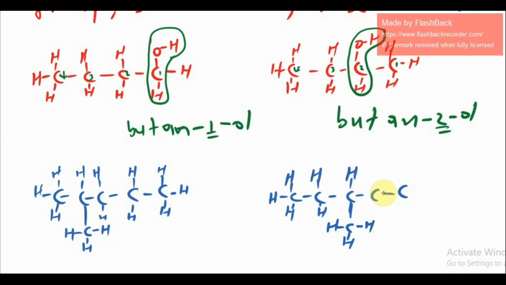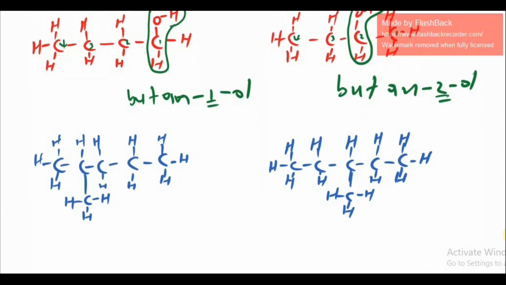That is the side chain. Positional isomers have the same molecular formula but a different position of the side chain. Let's count the number of carbon atoms here: 1, 2, 3, 4, 5, 6. There are 6 carbon atoms. Let's count hydrogen atoms: 14. There are 14 hydrogen atoms.